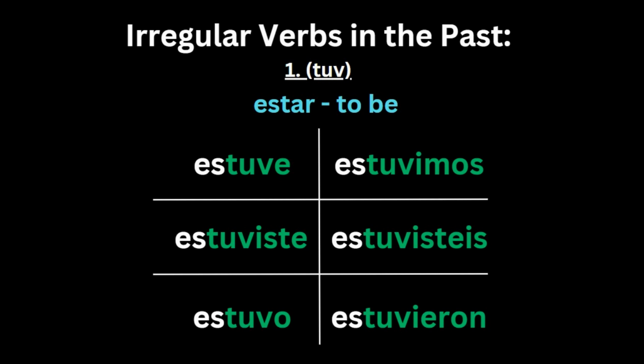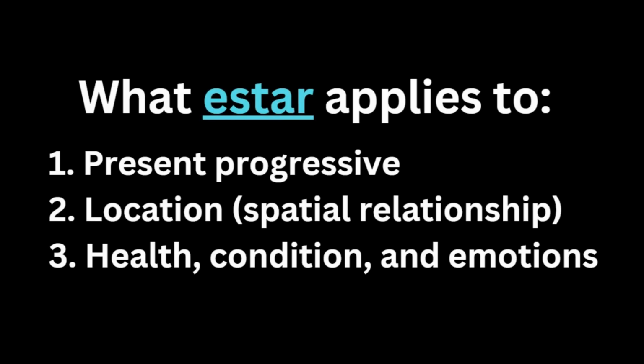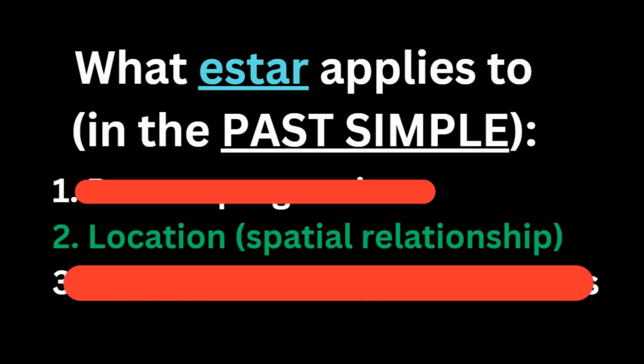Like with the verb tener, I recommend not focusing on these pronouns because the other ones are more useful. One important rule you have to remember with estar in the past is that it's used for things done in the past that stayed in the past. In my video about estar, I talked about the applications of estar in the present, but in the past, it basically applies for a location more than to anything else.